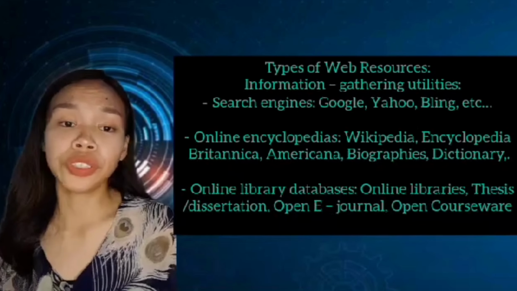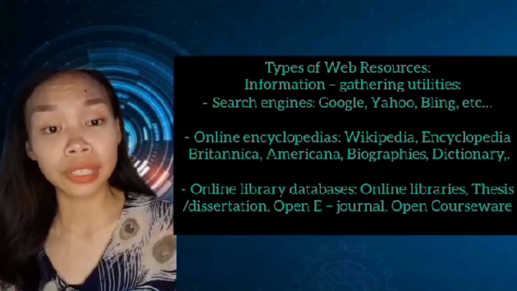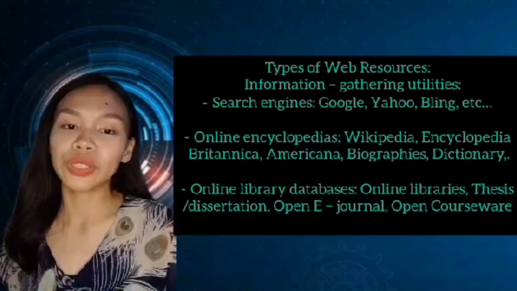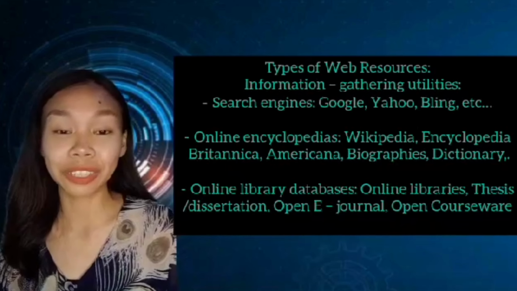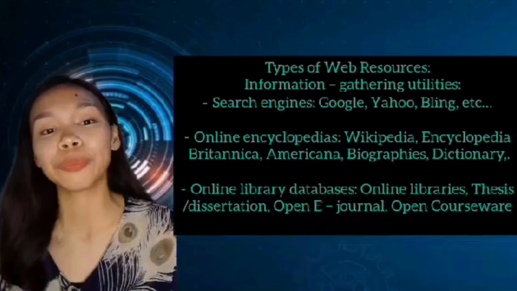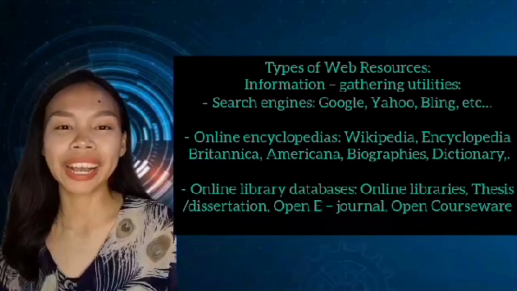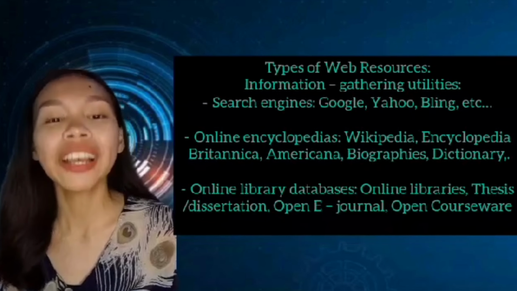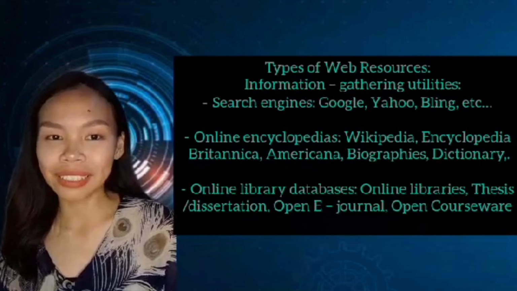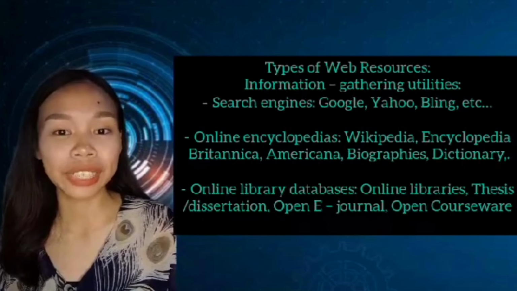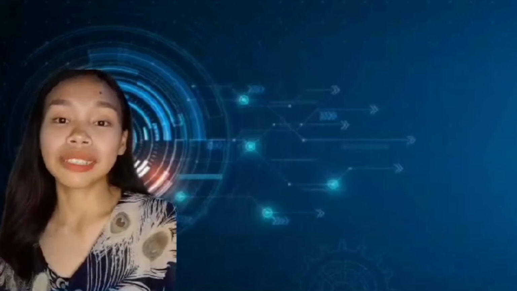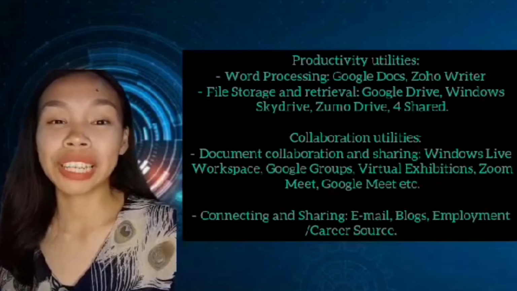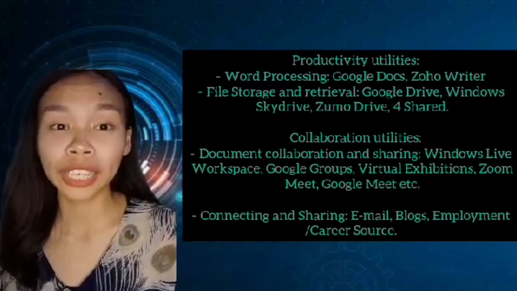Types of web resources: information gatherers, utilities, search engines like Google, Yahoo, Bing, etc. Online encyclopedias: Wikipedia, Encyclopedia Britannica, Americana, biographies, dictionary. Online library databases: online libraries, thesis or dissertation, Open eJournal, Open Courseware. Productivity utilities: word processing, Google Docs, Zoho Writer.